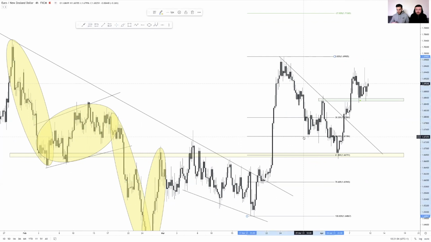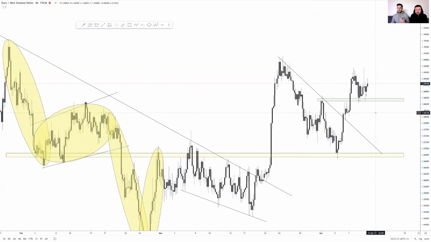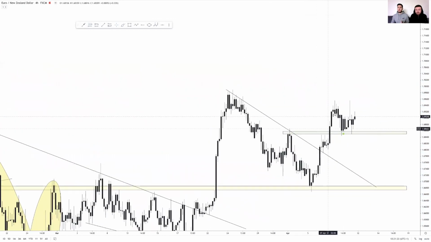So how can we use this now going into next week? Well, we can basically just say we're only looking for buys in such a market where there are so many confluences for buying positions. We don't really want to be fighting this. We don't want to be taking sell positions because the probability isn't in our favor to do so. So we've now broken this counter trend. We've seen this impulsive move to the upside.